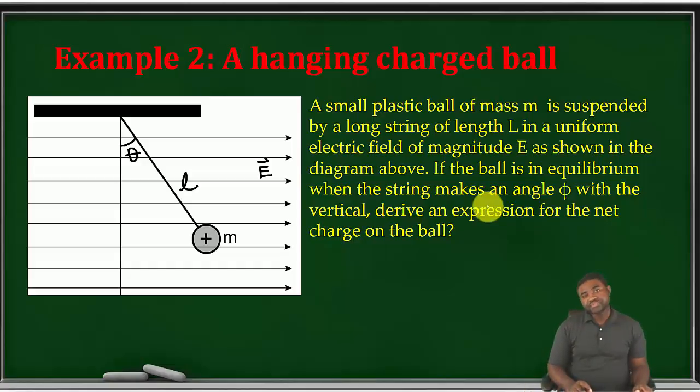All right, example 2. A small plastic ball of mass M is suspended by a long string of length L in a uniform electric field of magnitude E as shown in the diagram above. If the ball is in equilibrium when the string makes an angle of phi with the vertical, derive an expression for the net charge on the ball.